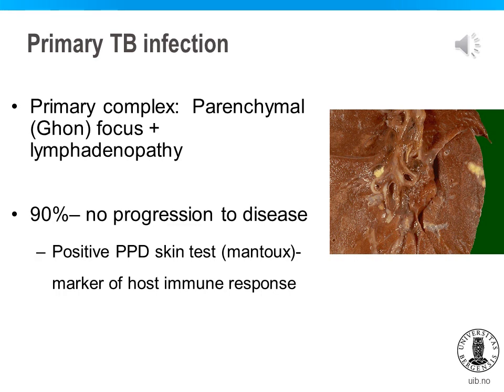This gross picture of the lung shows a primary complex, where a lesion can be seen in the periphery of the lung parenchyma and a corresponding lesion in a lymph node.